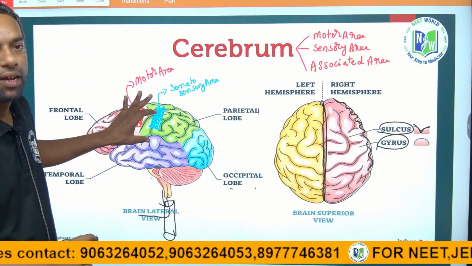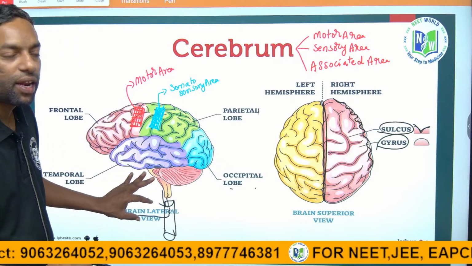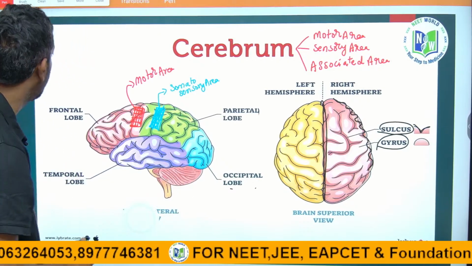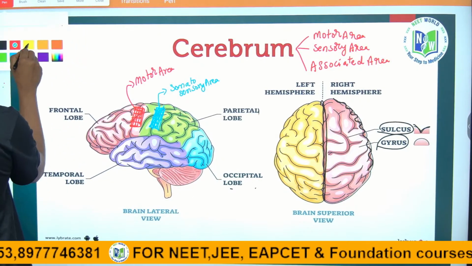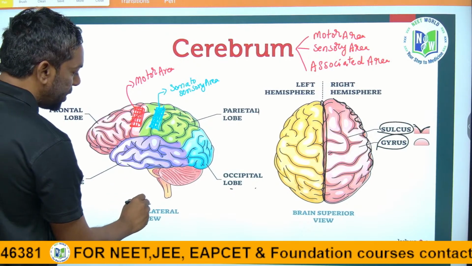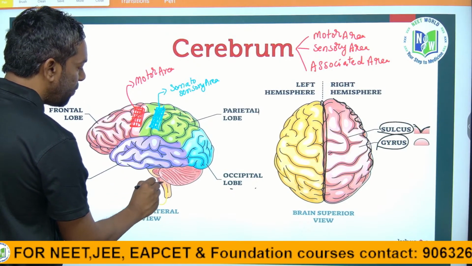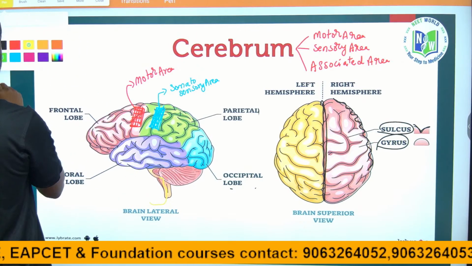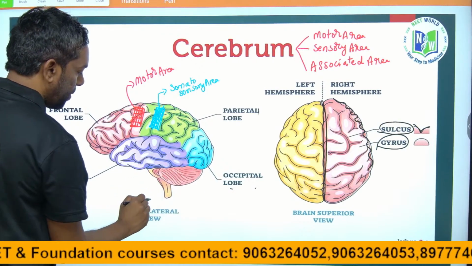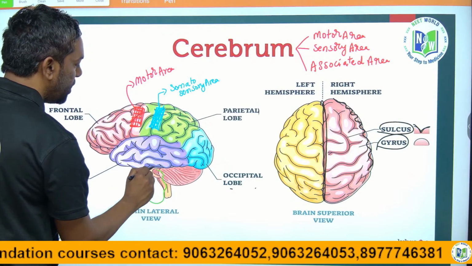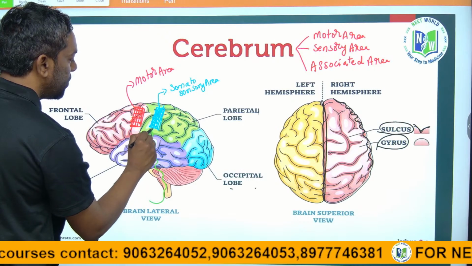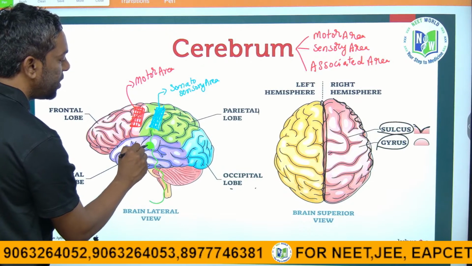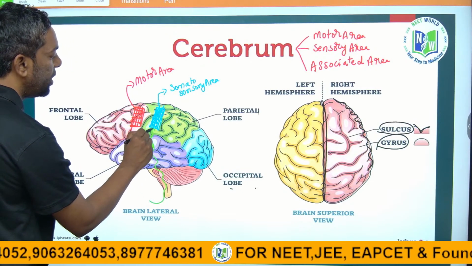Sensory neurons can carry signals into the sensory area. Sensory signals carry information into the sensory area through the relay center, the thalamus. The thalamus gives the sensory information to the sensory area.